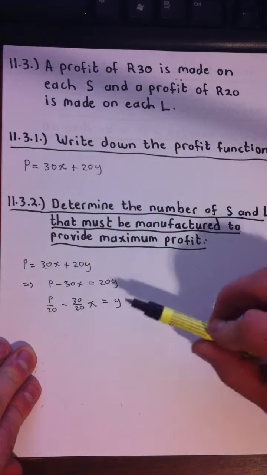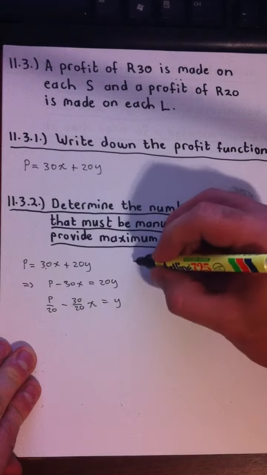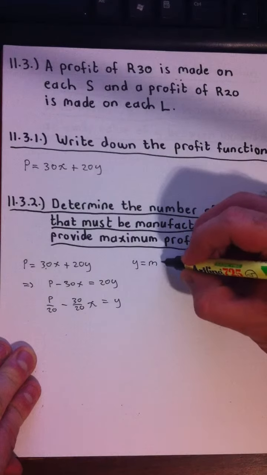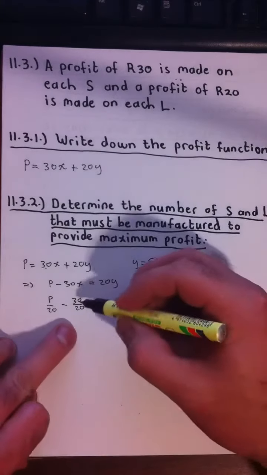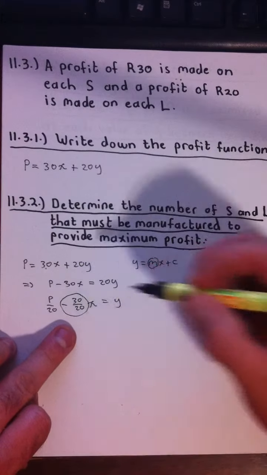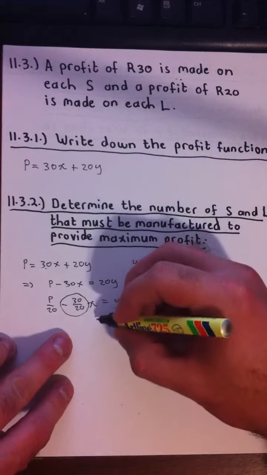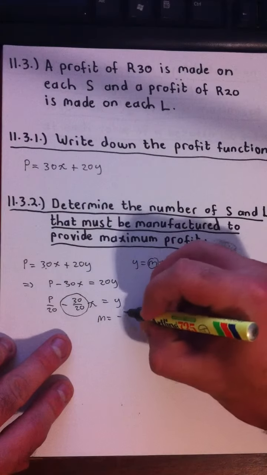So now what is your gradient in a straight line? We know a straight line has this equation, y equals mx plus c, and this here is your gradient. So in this case your gradient will be negative 30 over 20, or simplified to negative 3 over 2.